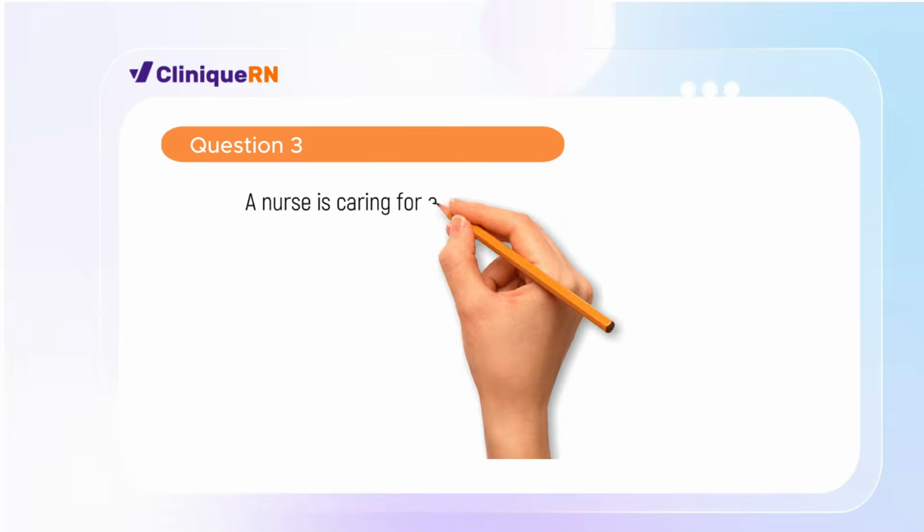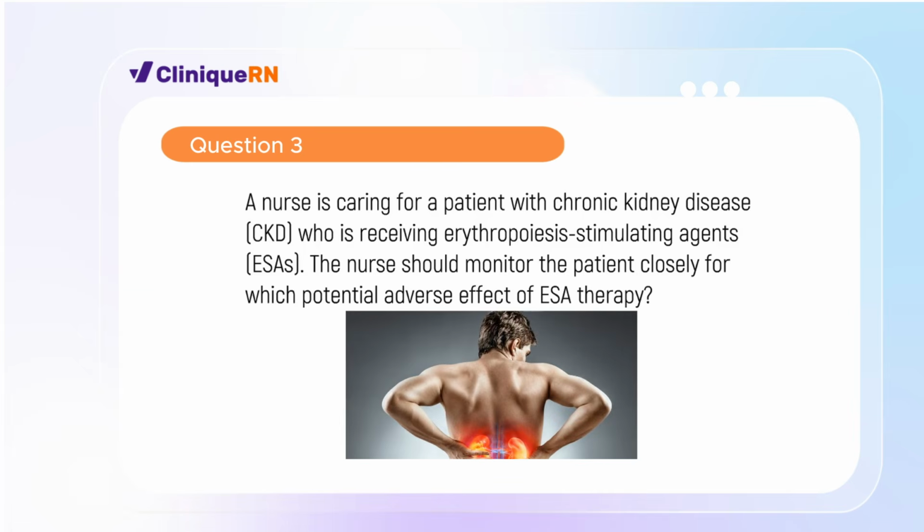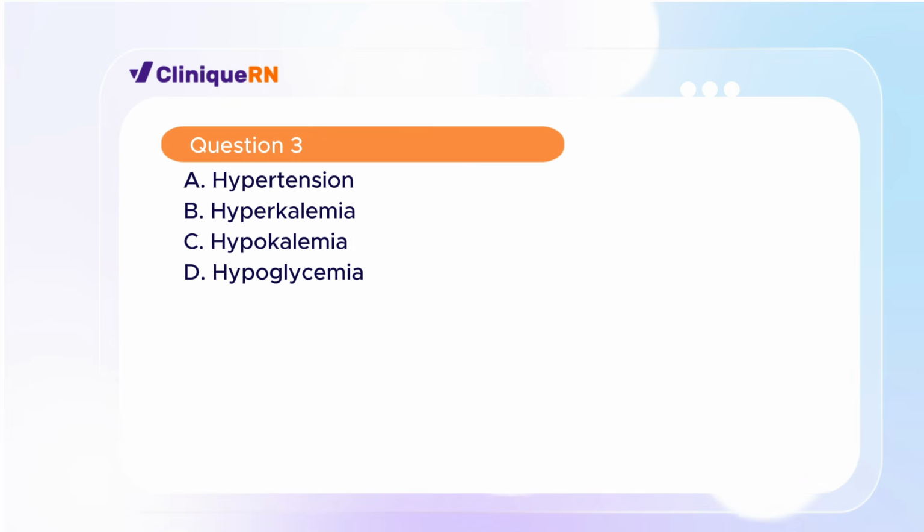Question 3. A nurse is caring for a patient with chronic kidney disease, CKD, who is receiving erythropoiesis-stimulating agents, ESAs. The nurse should monitor the patient closely for which potential adverse effect of ESA therapy? A. Hypertension. B. Hyperkalemia. C. Hypokalemia. D. Hypoglycemia.